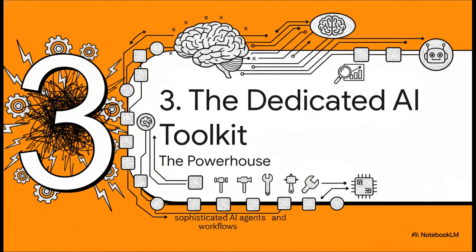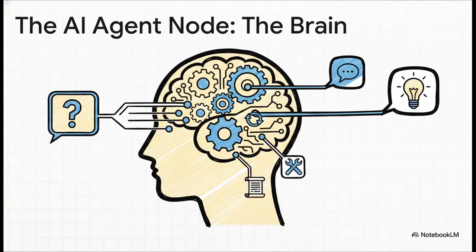All right, now for the main event, the dedicated AI toolkit. This is the real powerhouse of n8n, the collection of specialized nodes that lets you go from simple automations to building truly sophisticated AI agents. And the heart of this toolkit is the AI agent node. This thing is the brain of your entire operation. It takes a standard language model and gives it the ability to actually reason, to make plans, and, this is huge, to use tools to interact with the world.